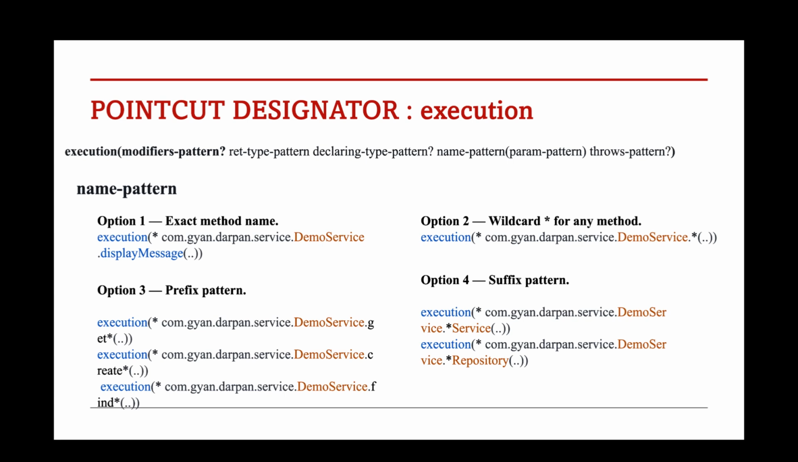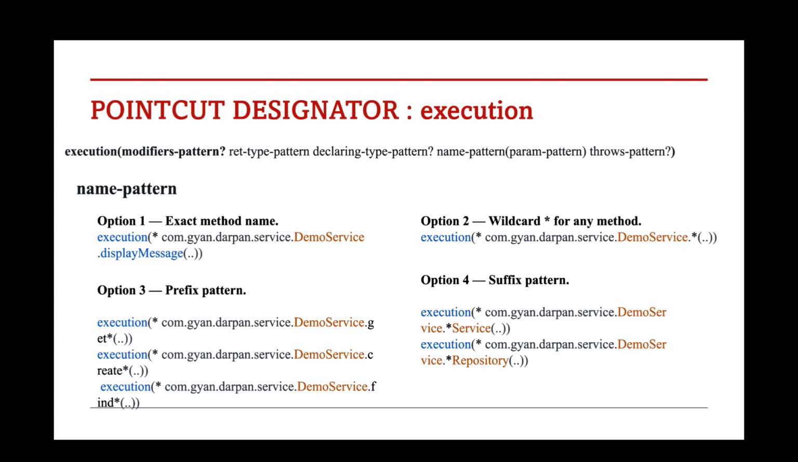You write one pointcut, and every current and future method in that class is automatically covered. This is very important. Future methods are covered too. If someone adds a new method to DemoService tomorrow, this pointcut will automatically intercept it. No changes needed. That is the power of the asterisk wildcard for method names.